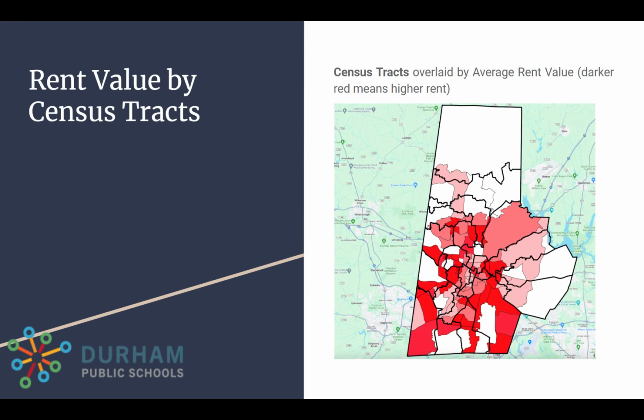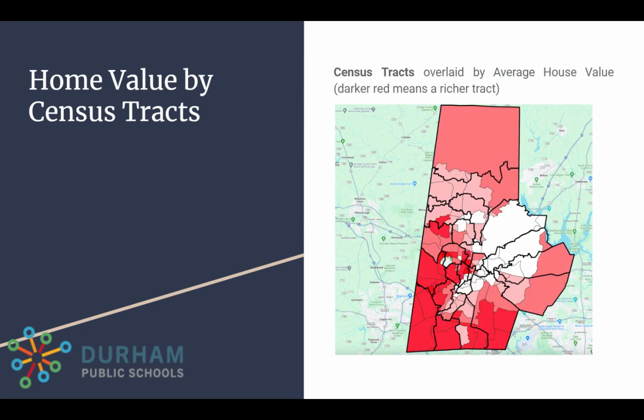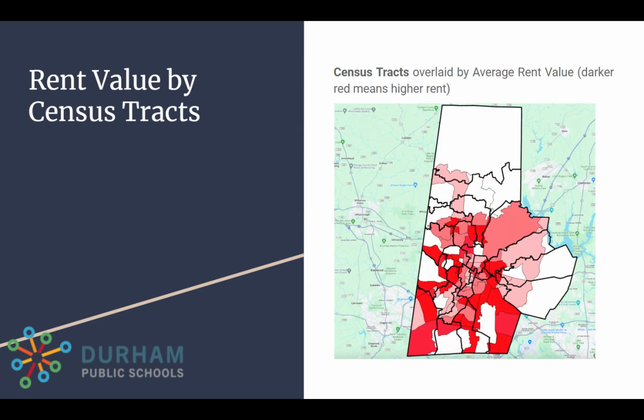You can also look at rent value. This map shows the average rent value by census tracts. Interestingly, this looks like an inversion of the previous map, with areas of darker red closer to downtown and the suburbs. This highlights one of the difficulties with this kind of data analysis, in that socioeconomic status indicators vary significantly based on whether the unit is a single family home or part of an apartment complex.